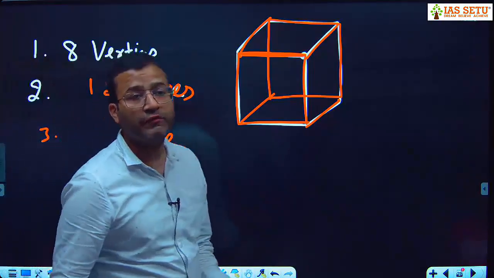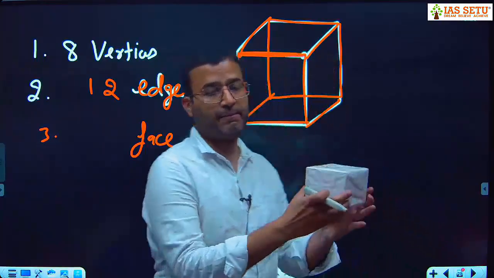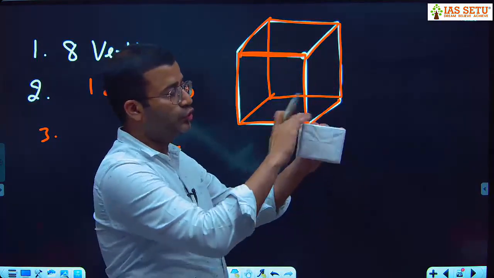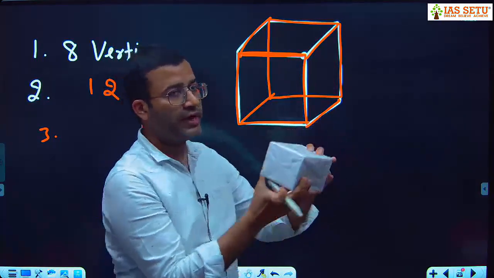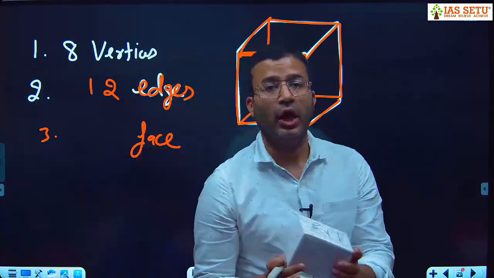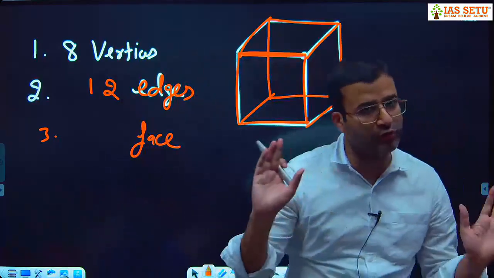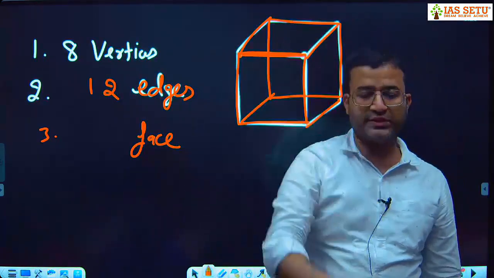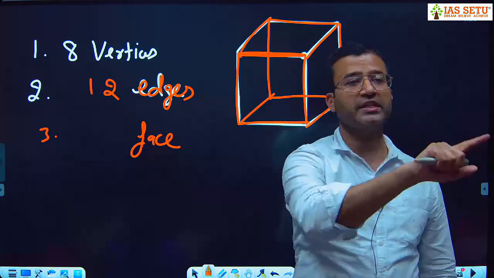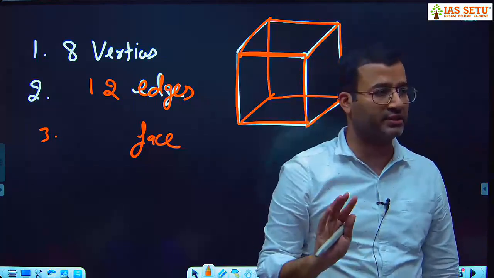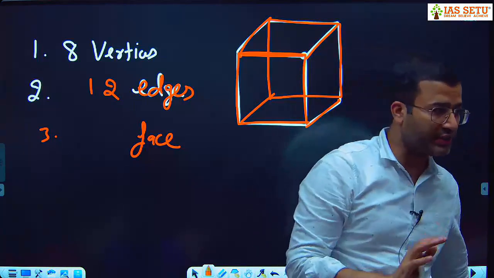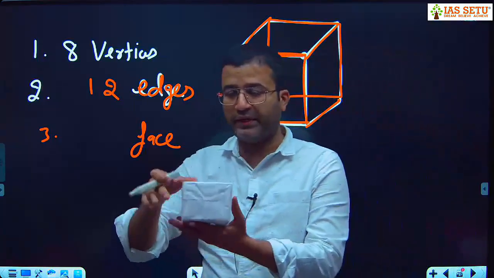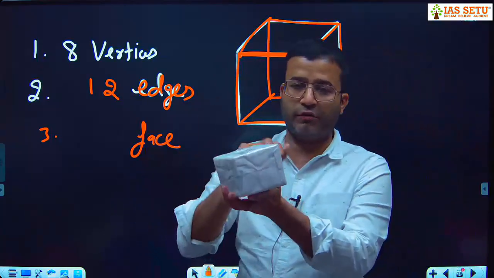How many total faces are there? 6. 1, 2, 3, 4, 5, and 6. You can just see the room. There are 4 walls. 1, 2, 3, 4. Fifth one is roof. Sixth one is floor. These are the 6 faces. Total 6 faces. I repeat. 1, 2, 3, 4, 5, 6.